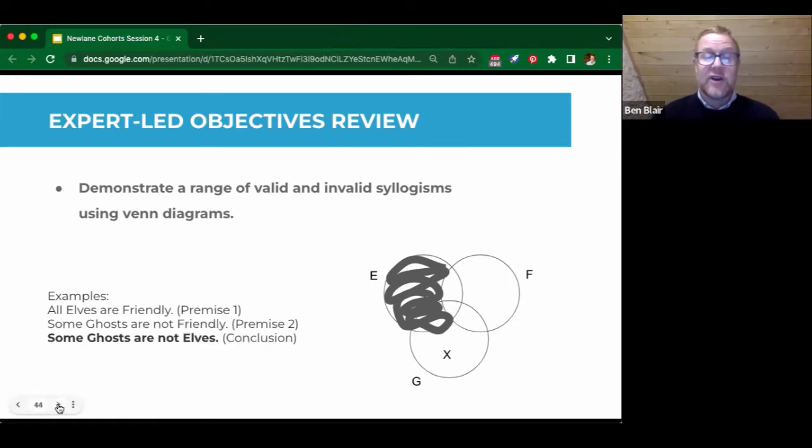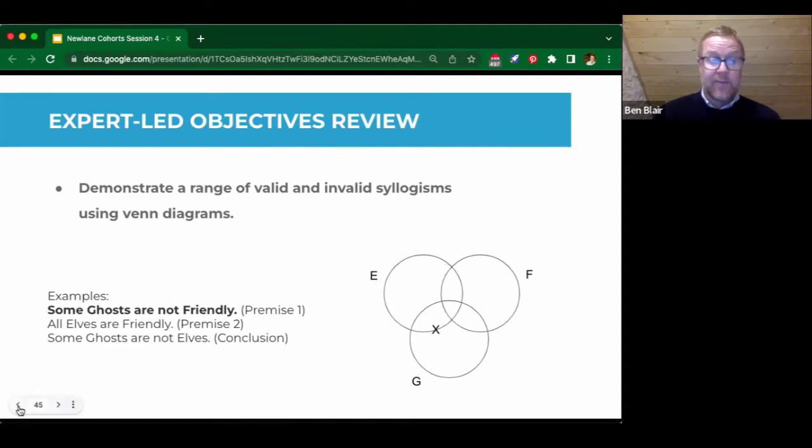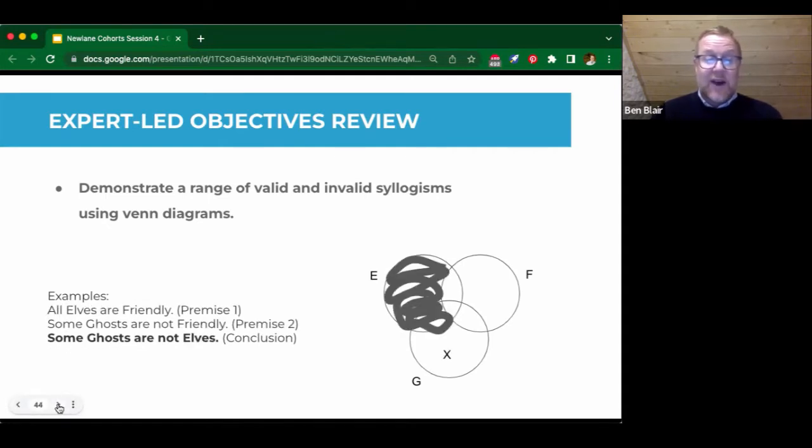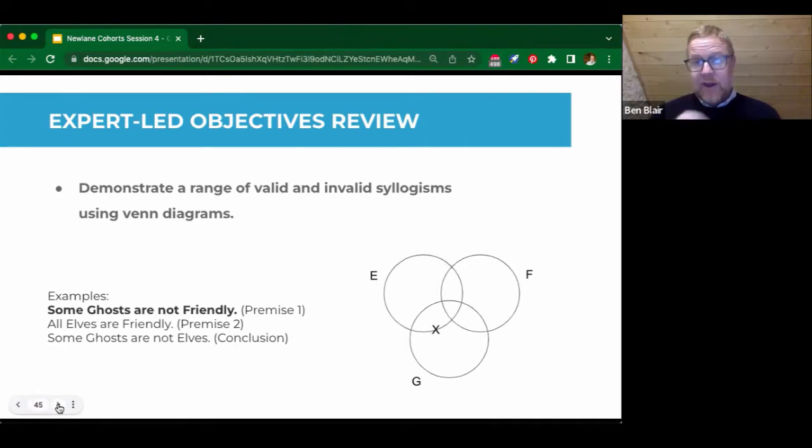And the conclusion, some ghosts are not elves. I want to look at the Venn diagram. I'm not going to add anything, and I just want to see, is this evident? Is there some X in the G circle that is outside of the E circle? Some ghosts are not elves, and yes, I can see that. There's an X in the G circle that does not intersect with the E circle.